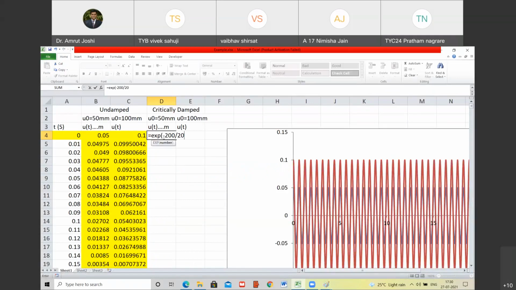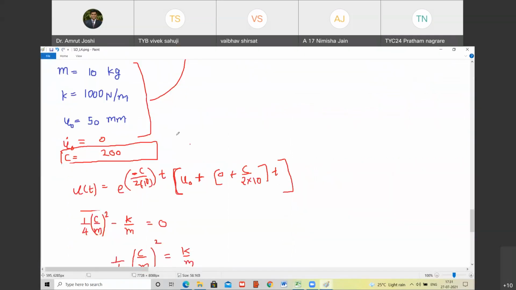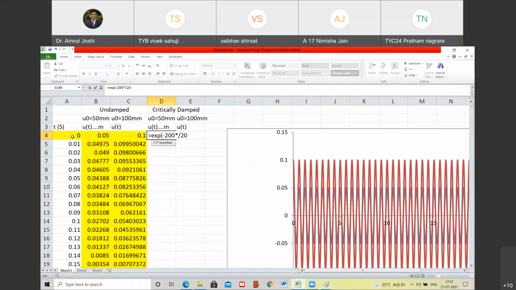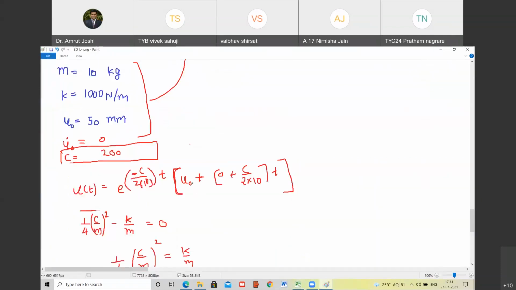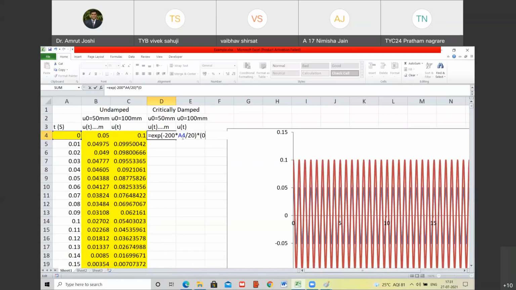This minus 200 in the numerator is multiplied by t. What is t here? t is the time in seconds, and that time is in A4 here. So I have multiplied minus 200 by t, divided by 20. This is exponential, multiplied by the bracket. What is there in the bracket? u0. What is the value of u0? In the first case, it is 0.05.